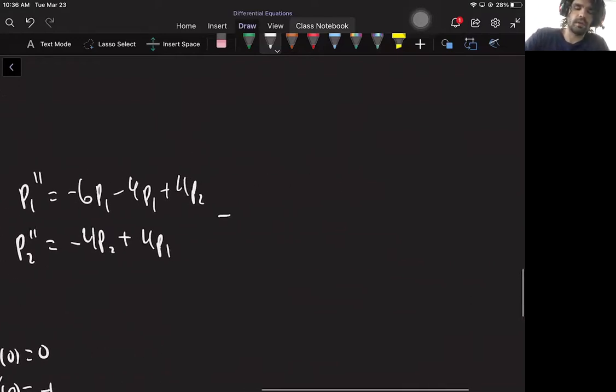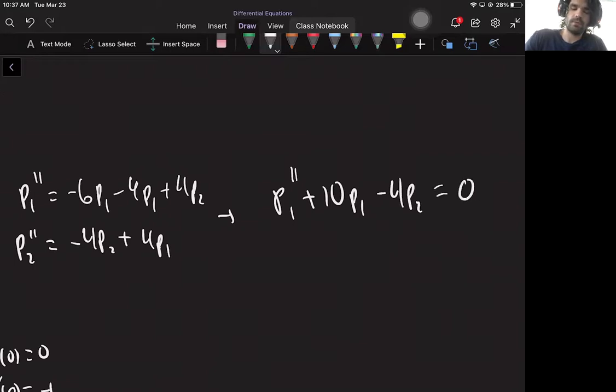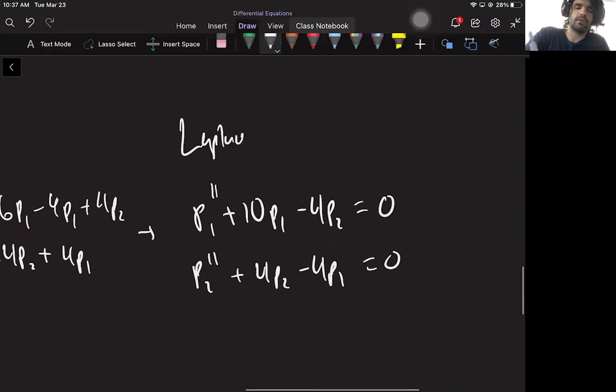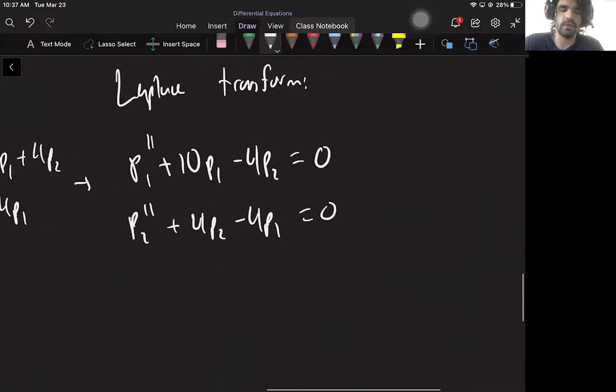All right, so let me rewrite these a little bit. P1 double prime plus 10p1 minus 4p2 equals 0. P2 double prime plus 4p2 minus 4p1 equals 0. So to actually solve a system of differential equations, we Laplace transform. There are lots of other techniques, but this is the one that we can use right now. So we take the Laplace transform of both equations.